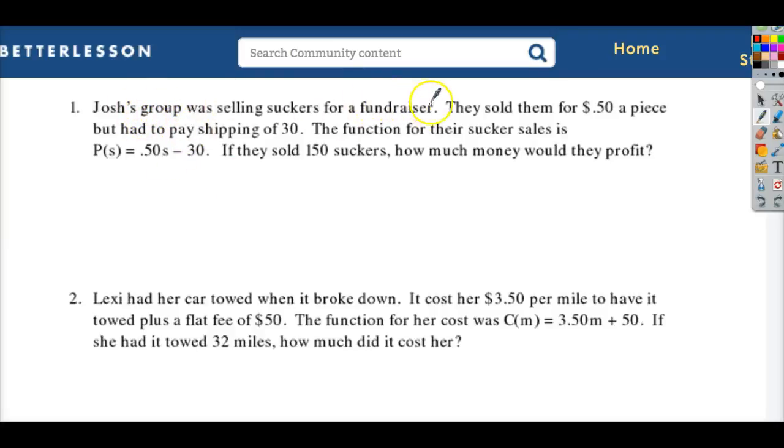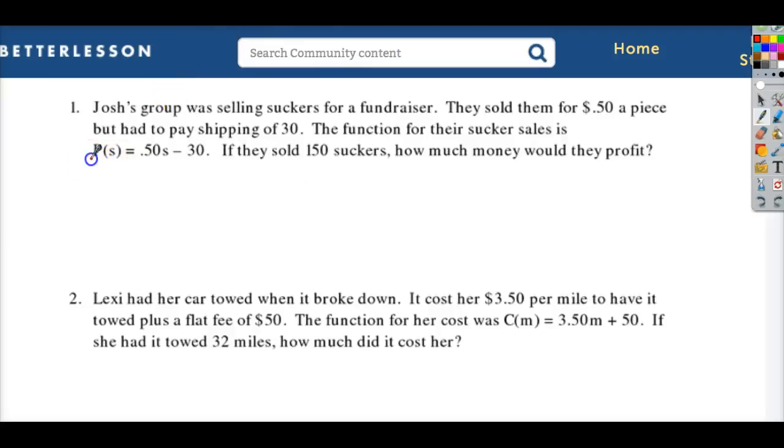Josh's group was selling suckers for a fundraiser. They sold them for 50 cents a piece, but they had to pay shipping of 30. I'm guessing that's dollars. The function for their sucker sales is P of S, again, not P times S, P of S, the function P with input S, is 50 cents times S minus 30. If they sold 150 suckers, how much money would they profit?